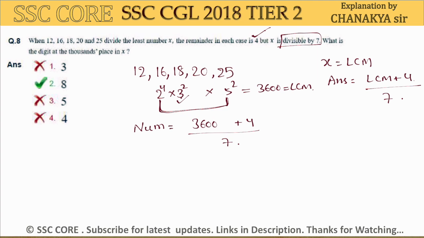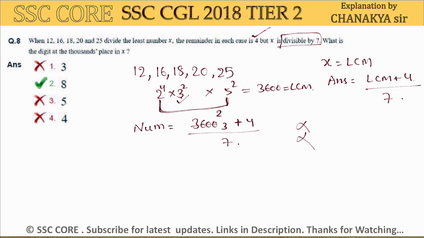If you see 3600 plus 4, 7 5 times 35, 10, 7 1 7, 37, 4 times 28, remainder 2 plus 4 is not divisible by 7. 3604 is not divisible by 7. Then what will you do? 3600 into 2 plus 4 by 7. Again 2 into 2, 4 plus 4, 8 by 7. It's not divisible by 7. Remainder is not 0. We go for third case.